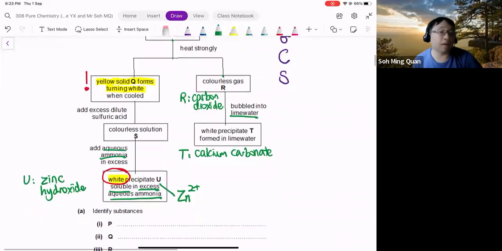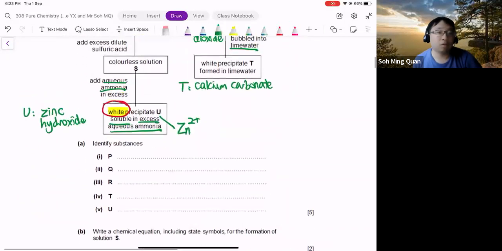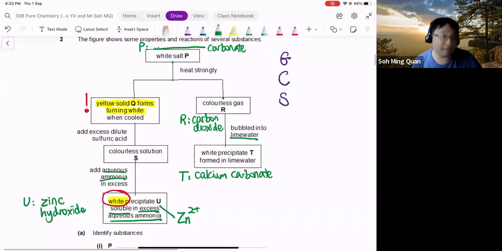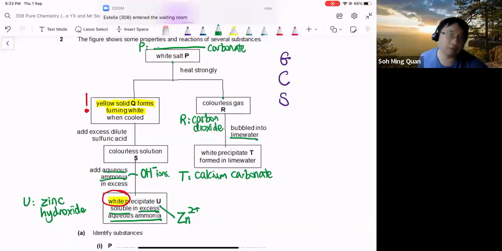As you can see, this is other school prelim paper. No school will write ammonium hydroxide in the exam question. So you must get used to it. When you see aqueous ammonia, you must know there is OH minus ions. And the precipitate will be the hydroxide.